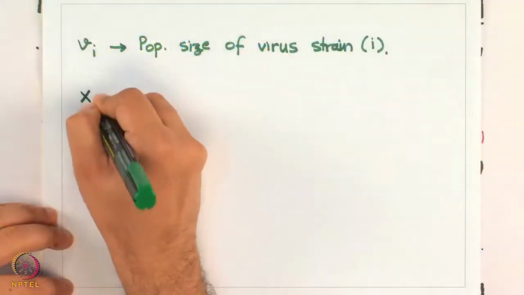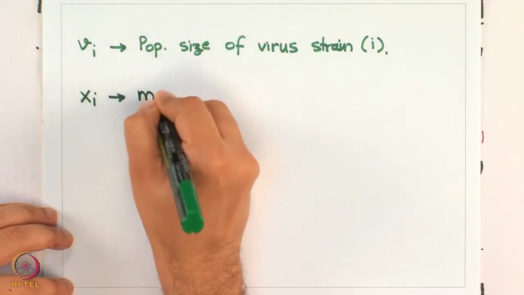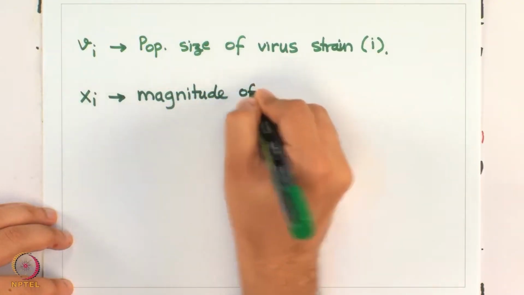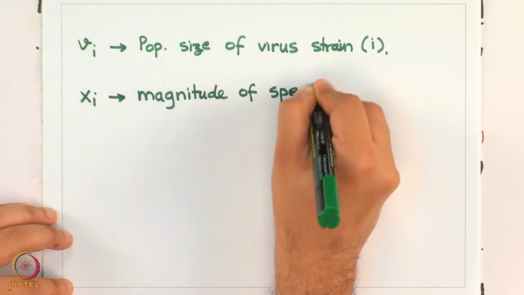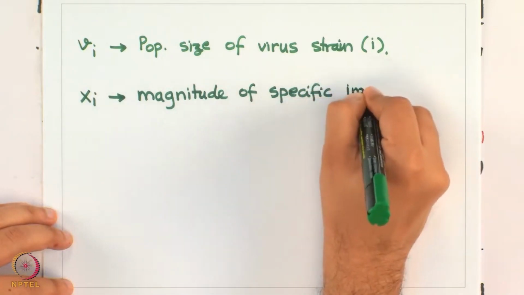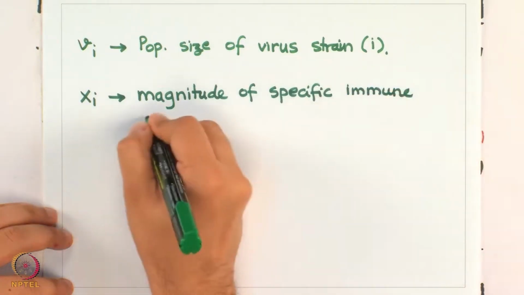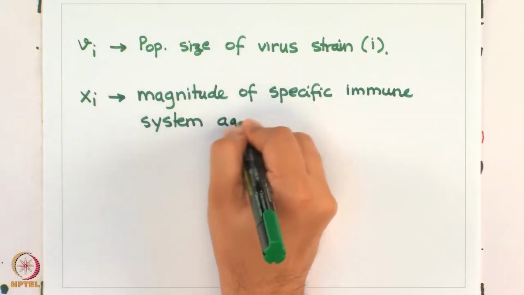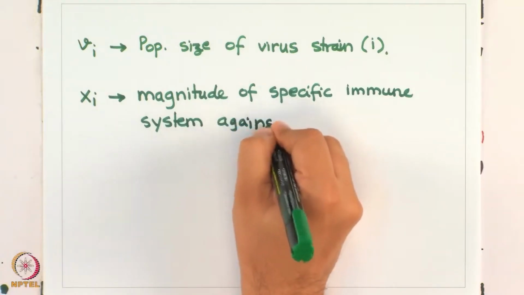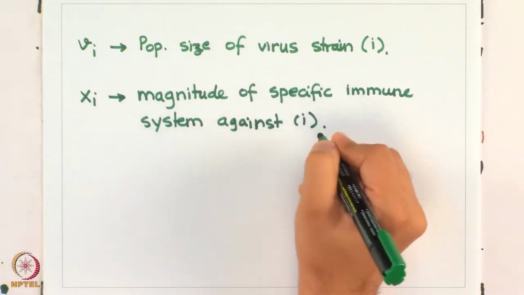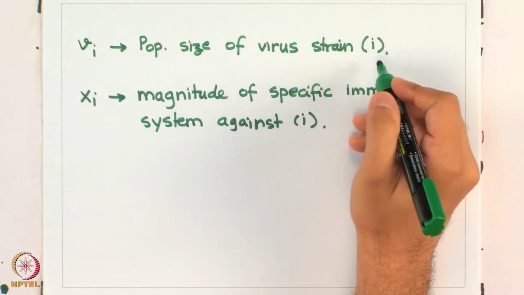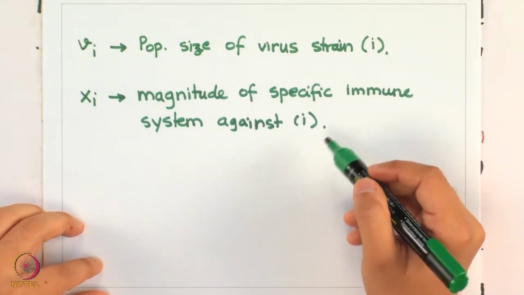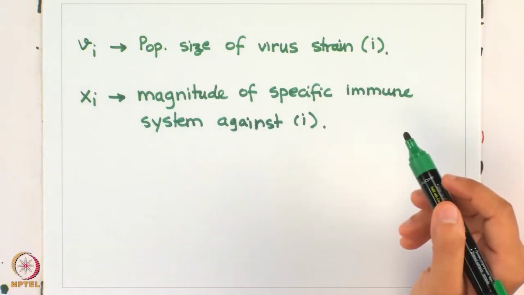Similarly, we have a variable Xi which represents the magnitude of the specific immune system response against virus strain i. So, remember i is a particular virus strain, and the immune system is only going to launch a response to very specific strains of virus.